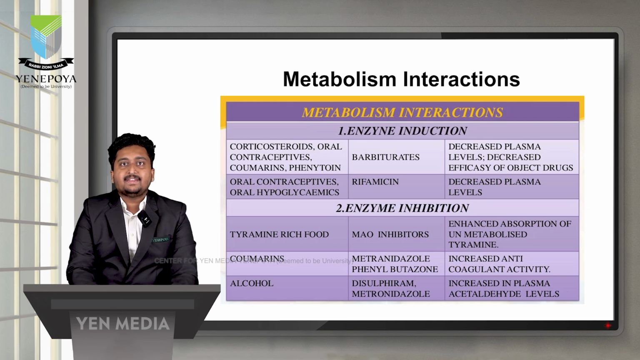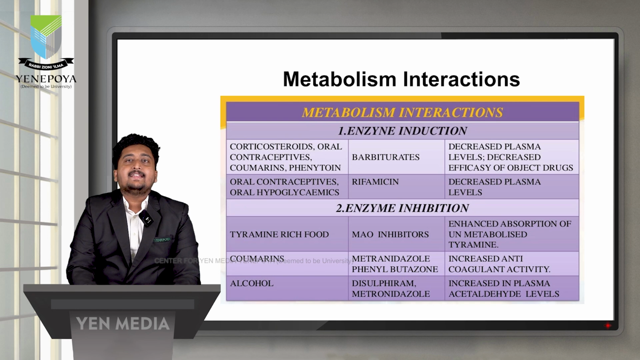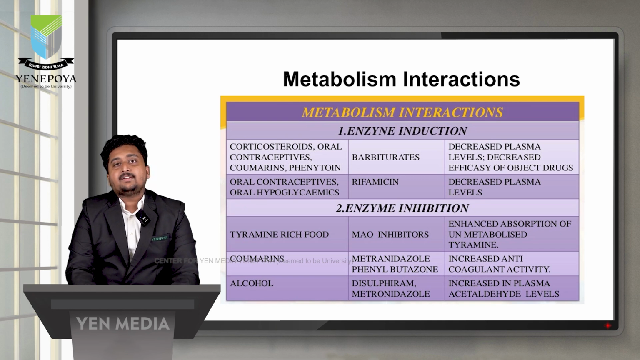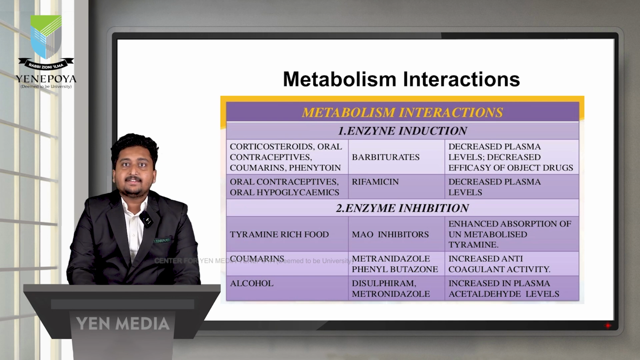What it means is, whenever there is a reduction in the effect of the enzyme, naturally the metabolizing ability of the enzyme is reduced, so the drug metabolism rate will be decreased, and as a result the excretion will also be lesser. So there is more drug actually present in the blood plasma, so its action will be enhanced, and that is why you can see enhanced absorption of the object drug or increased anticoagulant activity of coumarins. So these are the increased or enhanced effects of the object drug.